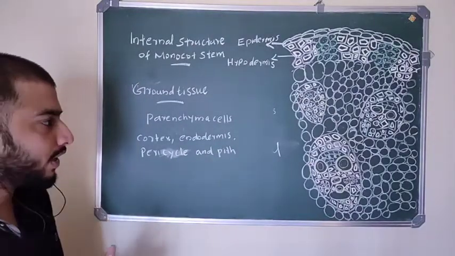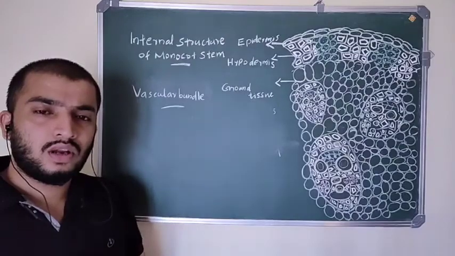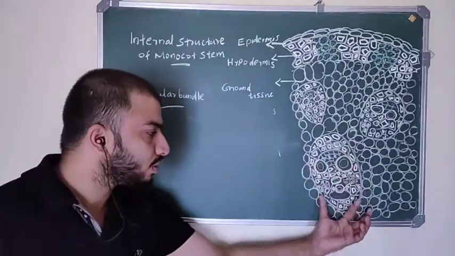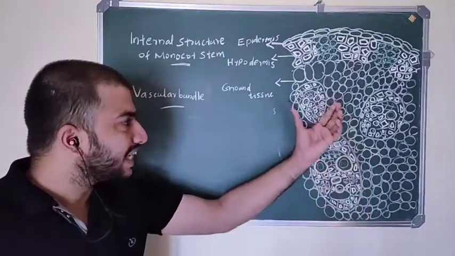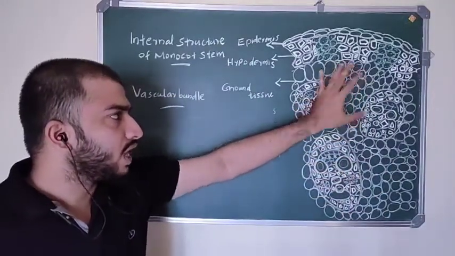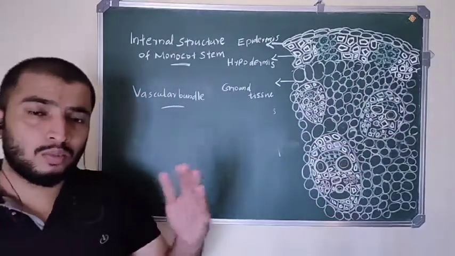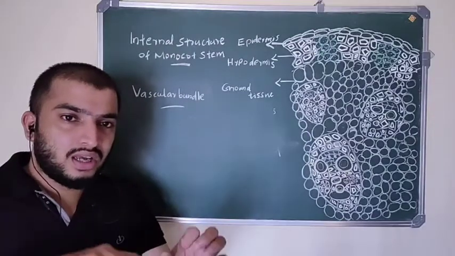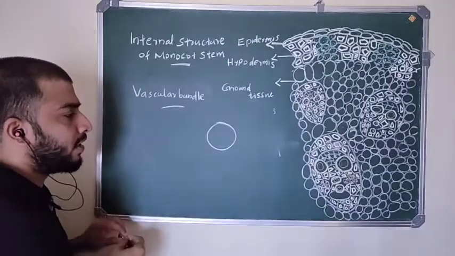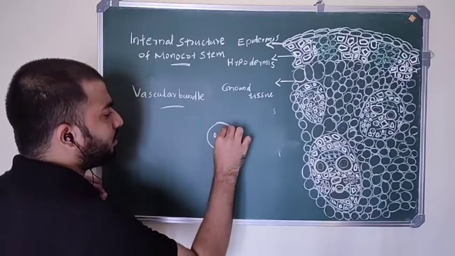Okay. Then after the ground tissue, the next part is the vascular bundle. Vascular bundles in the monocot stem are skull shaped. Look here, they look like a skull. They are skull shaped and scattered in this ground tissue. But in the case of the dicot stem, all vascular bundles are arranged in the form of a ring. Here, the vascular bundles are scattered in this ground tissue.